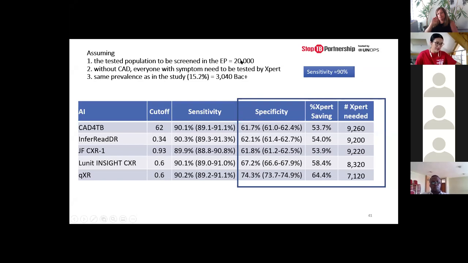Assuming it's $10 per test, we can do a quick and dirty costing calculation of how much using this CAD program can save. And assuming we know the cost of CAD, we can do a quick cost efficiency calculation of how much money can be saved through this triage program.